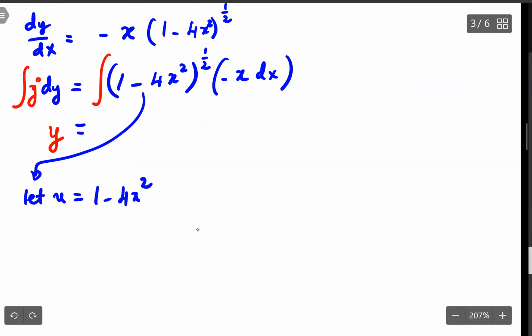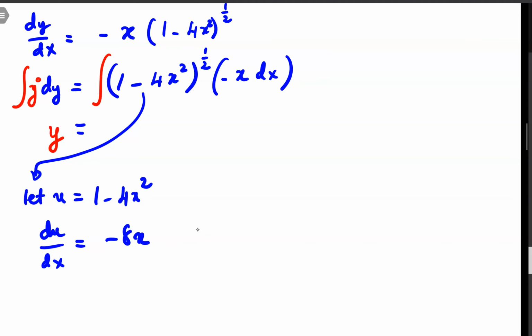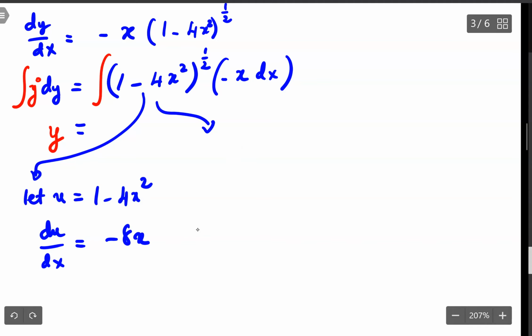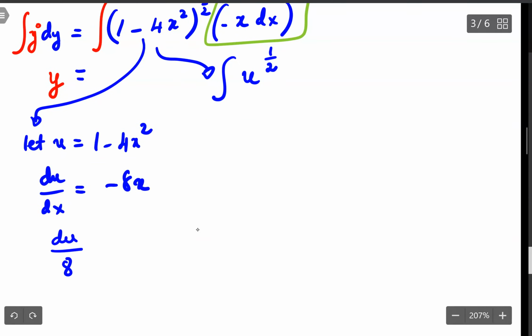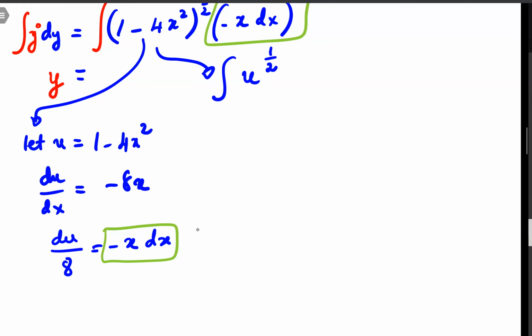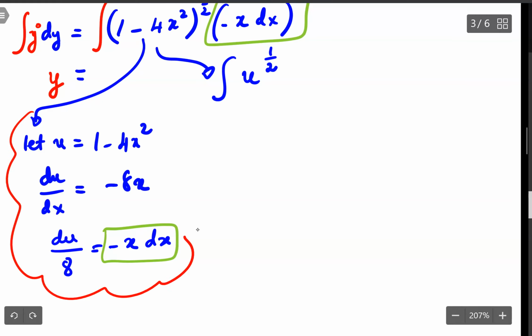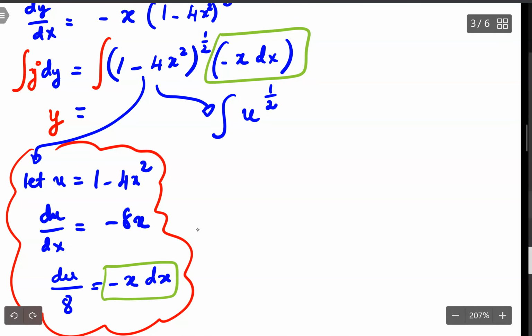So you know right away that you are going to take du over dx, so then you will have negative 8x. Leave it for now because I will substitute this with the integral of u raised to the exponent half, and I need to have this form. So I will take du divided by 8, and then I have negative x left, and I multiply the x over to this side of the equation. Now you see you have the exact match of negative x times dx, and this part is done. I already achieved my purpose, so I am going to write this as multiplied by du over 8.